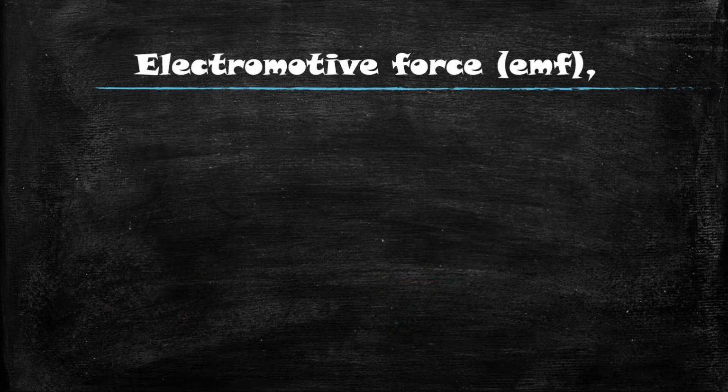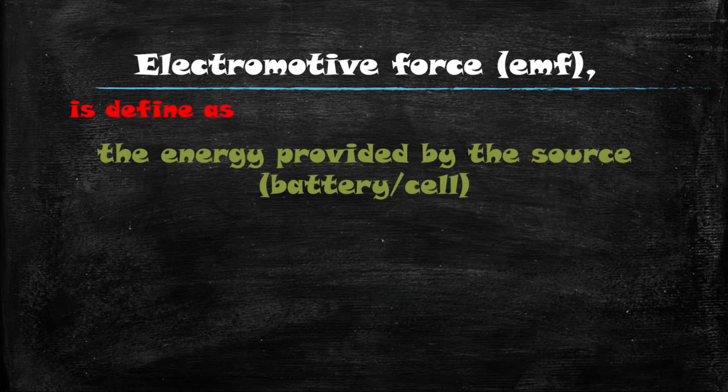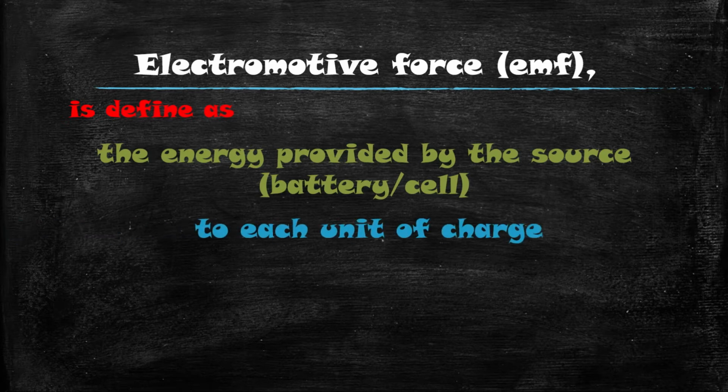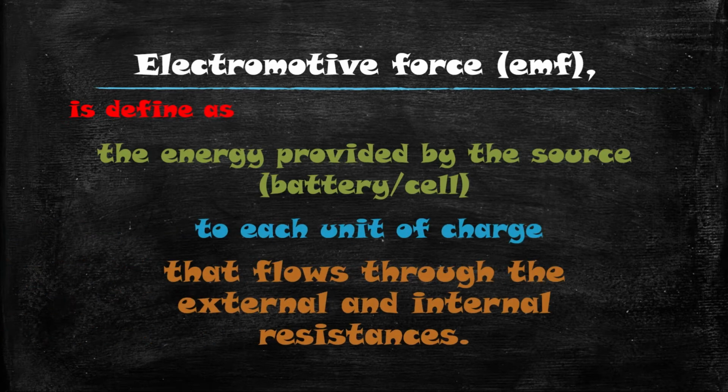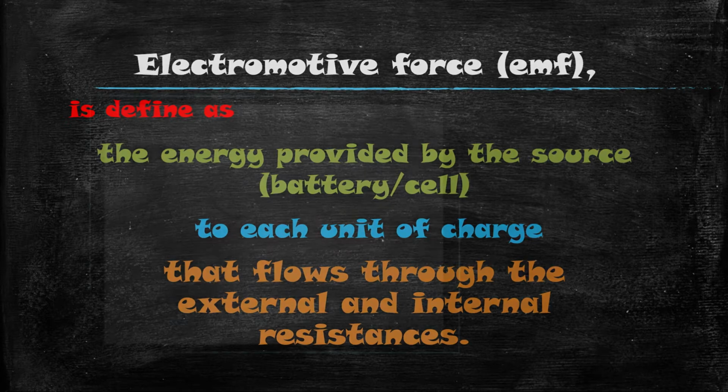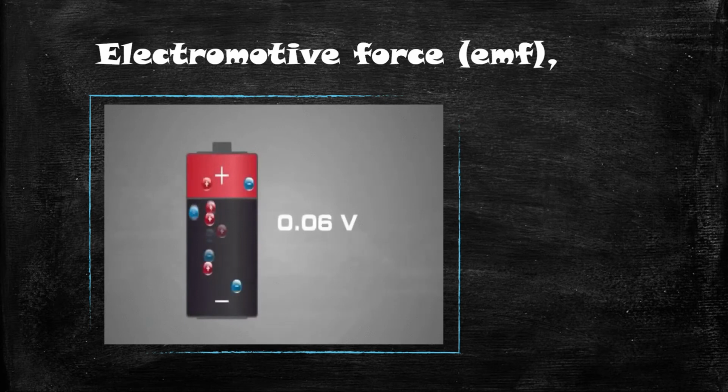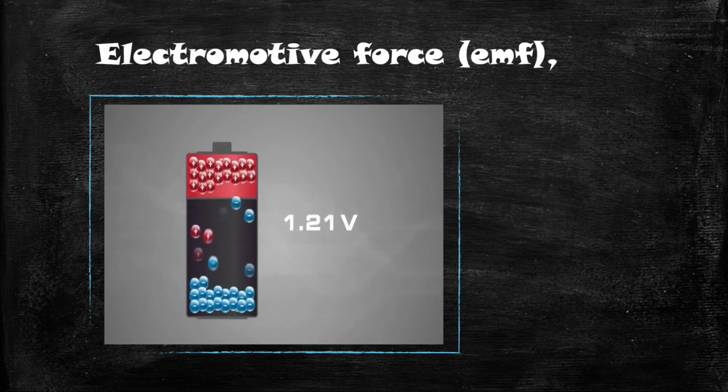So the definition is: the energy provided by the source, battery or cell, to each unit of charge that flows through the external and internal resistance. When enough of these charged particles are separated, a potential difference is created. Electromotive force is a potential difference measured in volts.